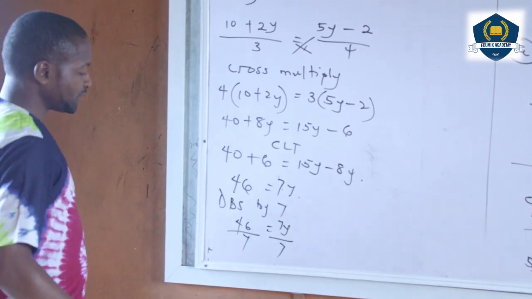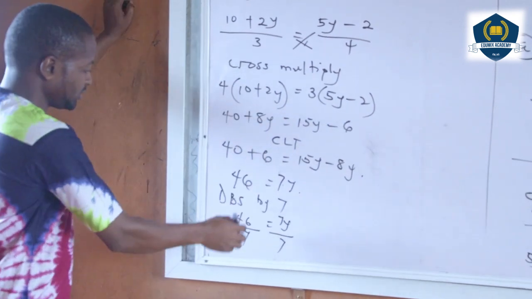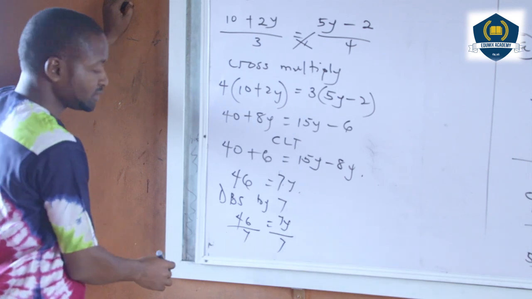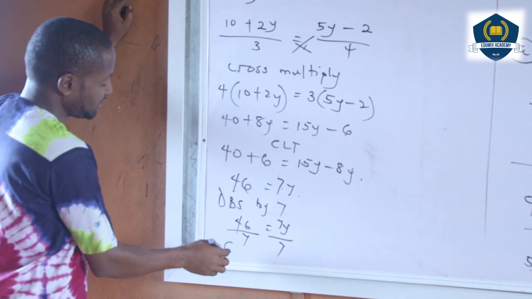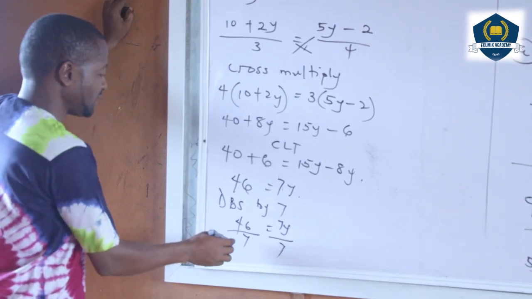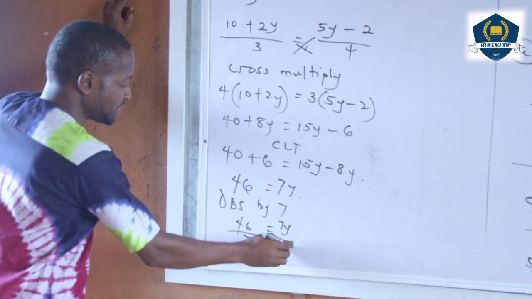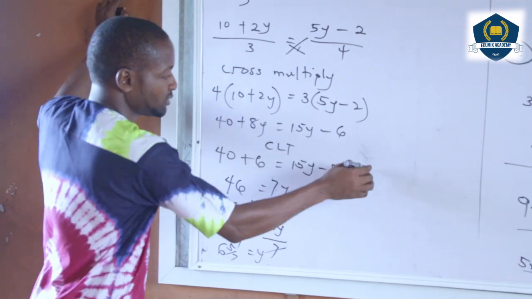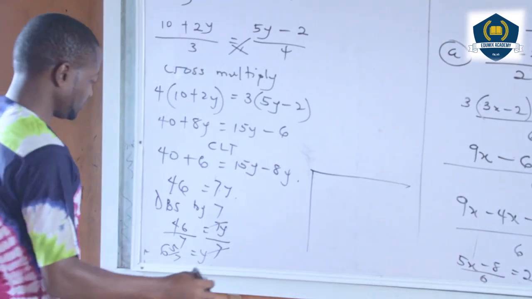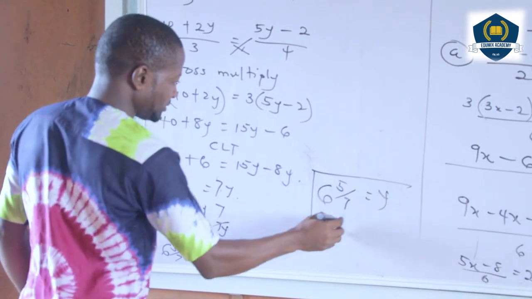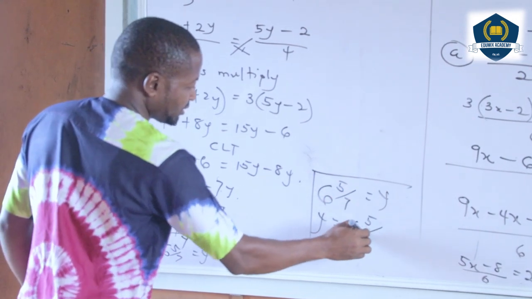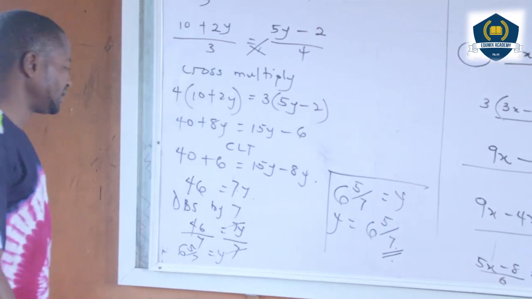So 7 goes in 46, how many times? 7 in 42, that should be 6. Right? So remainder 42, remainder 5 over 7 is equal to y. 7 cancels 7 here. So let me use a little space to complete it. So 6 whole number, 5 over 7 is equal to y. So y is equal to 6 whole number, 5 over 7. And that's our final answer.